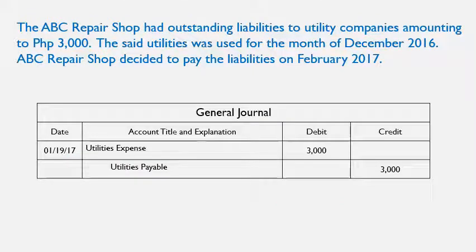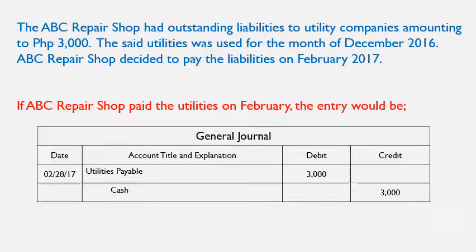So, this will be our entry. Okay? So, January 19, 2017, you have here utilities expense 3,000, utilities payable 3,000. Ang best example nito, ito yung mga accounts payable natin, yung mga babayaran pa natin. Okay, yung mga utang muna natin. Okay, pero in terms of utilities, in terms of salaries, we will not use the word accounts payable. We will use the word utilities payable. We will use the word salaries payable.